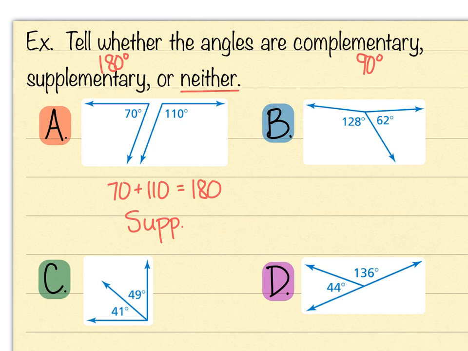Example B, we add them together, 128 plus 62. Don't forget, you can use your calculator on this to help you, see what you get. I know that 8 and 2 are going to give me 10, and I'm going to carry that 1 to add it with the 2 and the 6. That's going to give me 190 degrees. So these two angles aren't complementary. They don't add to 90. They're not supplementary. They don't add to 180. They would be neither. They just add to some other number, right? So they'd be neither.